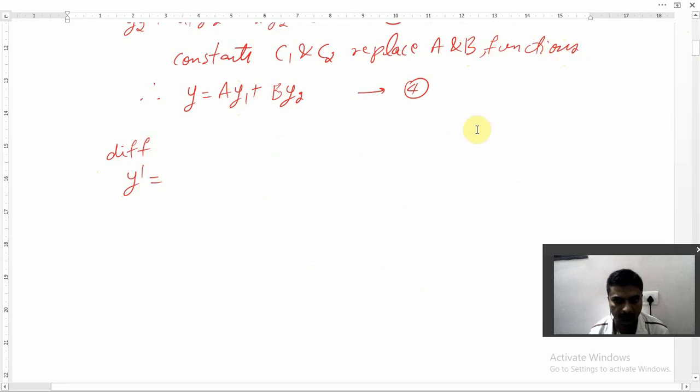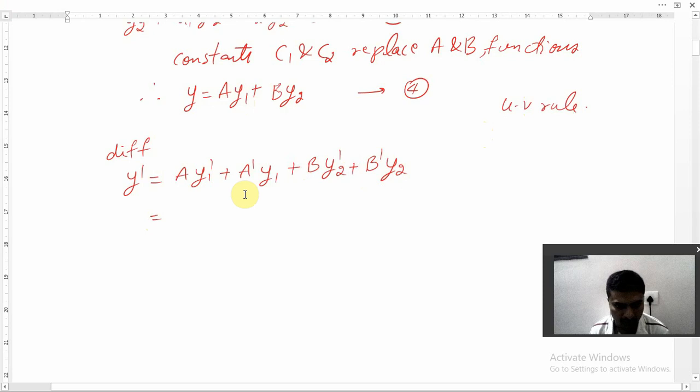So therefore I say I'm going to use the u into v rule. So what is the u into v rule? You know already, so I'll just write directly the answer: a y1 dash plus a dash y1. Now in this case I will keep b as it is. Differentiate y2 dash plus differentiate b dash, and y2 remains as it is.